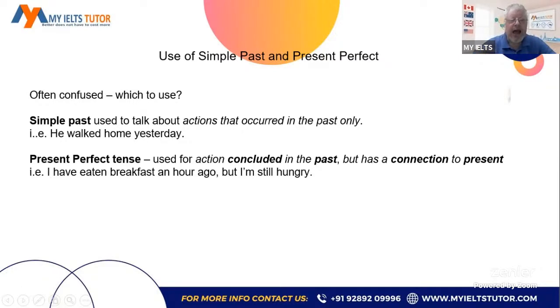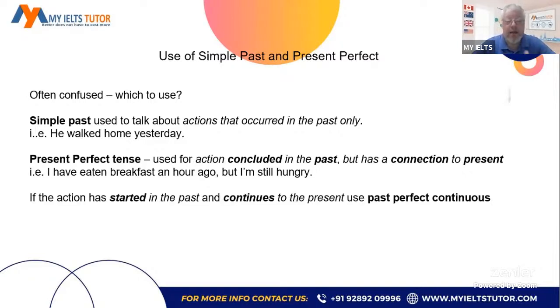we have, I've eaten breakfast an hour ago, but I'm still hungry. Actually, I ate lunch about an hour ago, but I'm still hungry, for example. Another example, so that's our example. Now, if the action has started in the past and continues to the present, again, we use past perfect continuous, okay? So that's what we want to use.